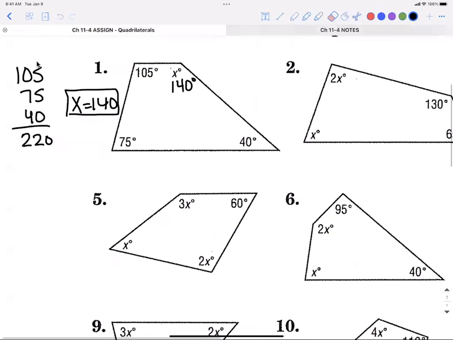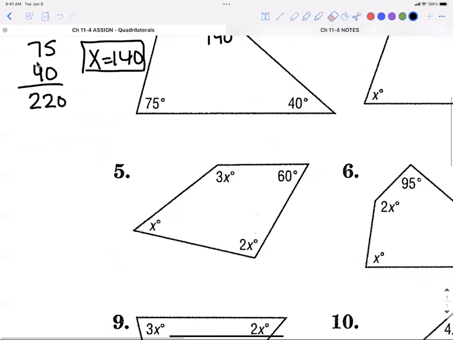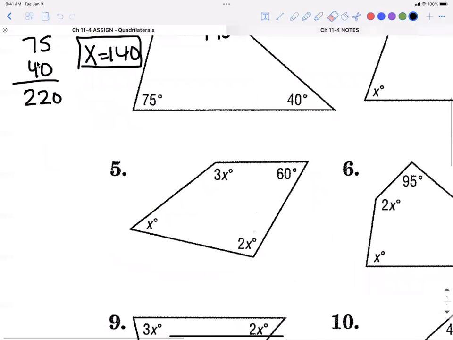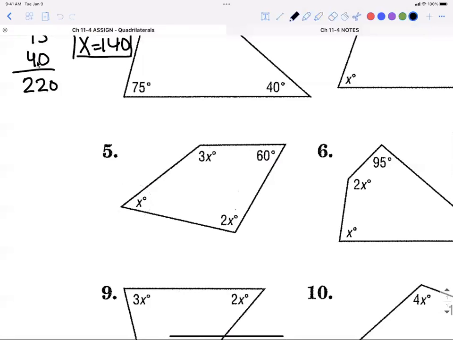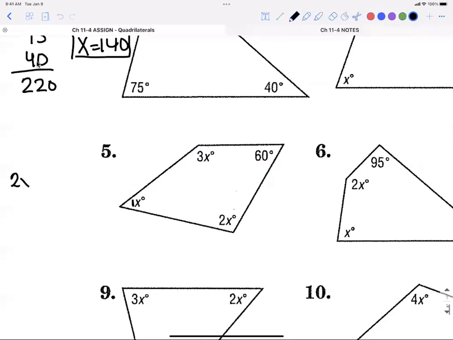All right, so for number 5, hopefully you remembered that when there is not a number in front of a variable, it is actually understood to be a 1. So right there, we're going to make this a 1x. And so we are going to add together 2x and 1x and 3x, right? We're going to write this all out. So we've got 2x plus 1x plus 3x plus 60 equals 360, right? That's angle 1, 2, 3, and 4 all added up together, we know is going to total 360.